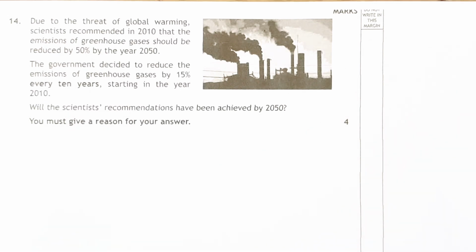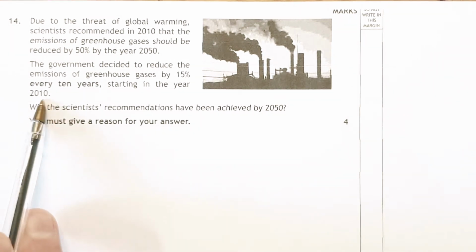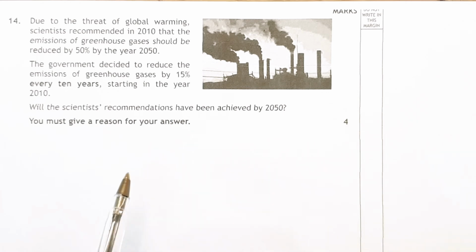National 5 Maths Practice Paper I, Paper 2, Question 14. Now in this question we're told about greenhouse emissions, and they're looking to reduce it by 50% by the year 2050. Now we're starting with 2010, going to 2050, so that's 40 years, so that's 4 lots of 10 years. So when we're doing the calculation we're going to use a power of 4.